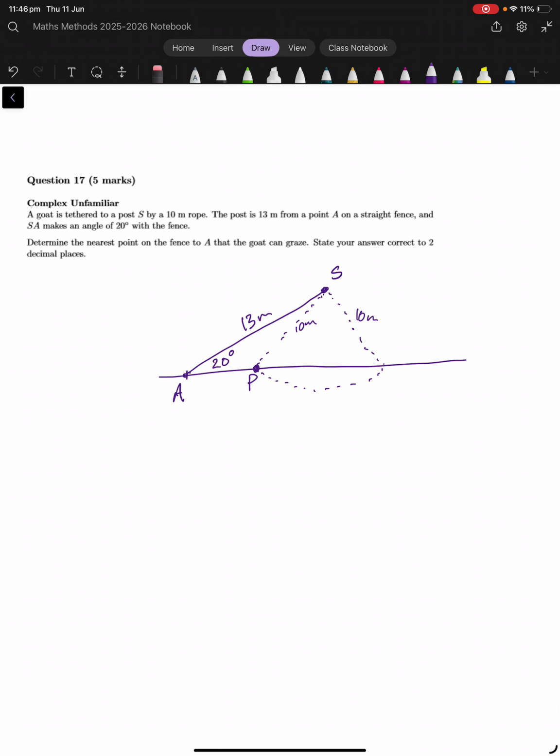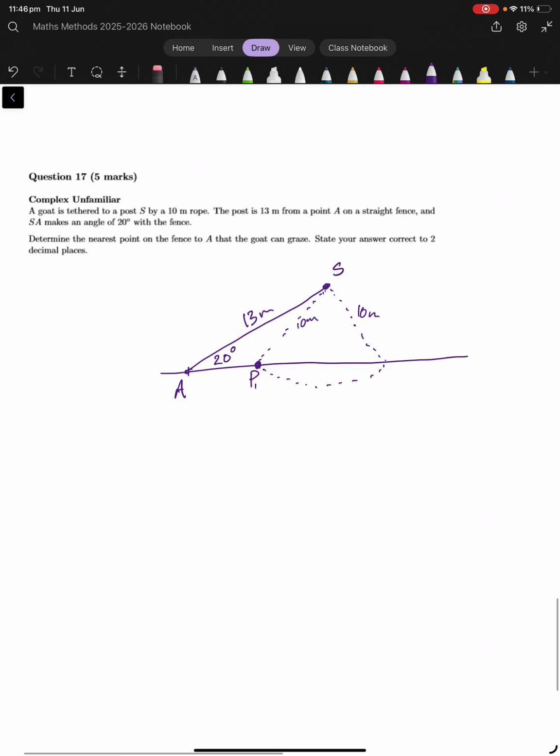Determine the nearest point on the fence to A. So that's the nearest point to A, P1. There is another point. This would be the furthest point from A, but I'm actually after P1. I need to give the answer how far away that is from A. So I'm just looking for that distance in there.